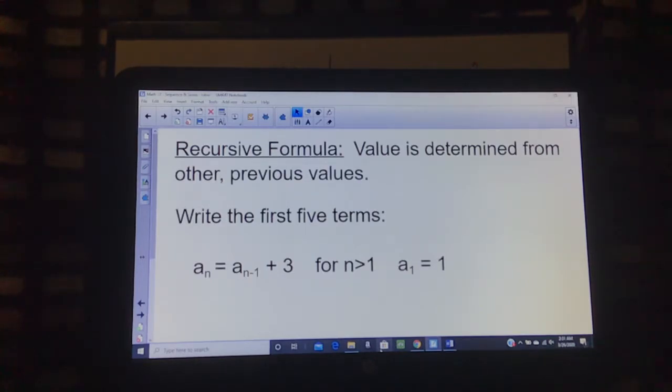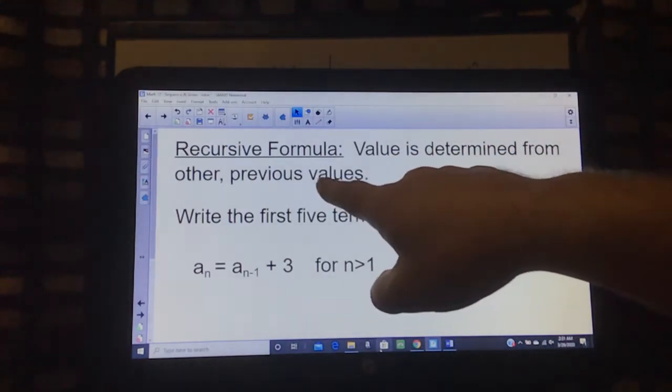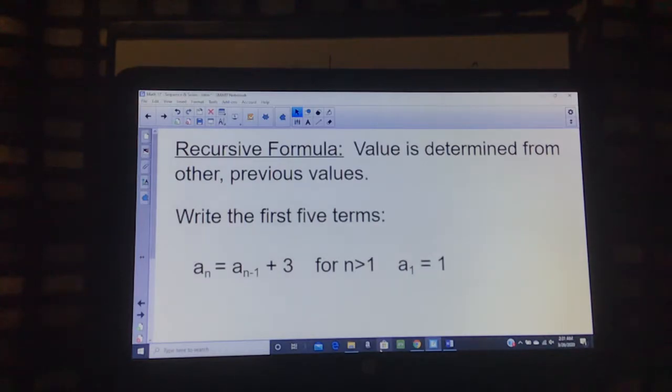So in a recursive formula, you get the value from other previous values. So I need to know what the first value is, maybe to get the second. And then I need the second one to get the third. The problem with recursive is you can't fast forward on it. If I want the 100th value, I can't come up with the 100th value without maybe the one before it, or another term that's come before. So this was the one where you really need to understand the notation.